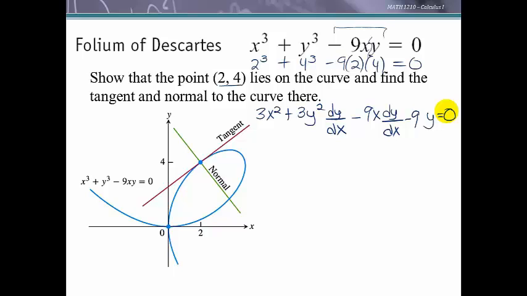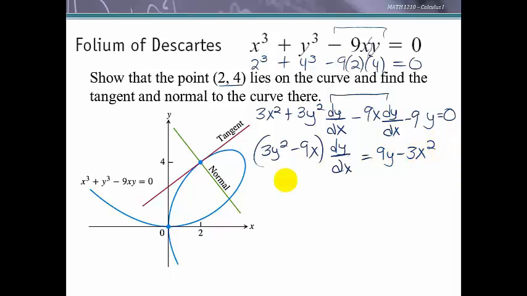Now what I'm trying to do is figure out what this derivative dy/dx is, and I see I have it in two different places, and so I am going to take the two terms that have this derivative and factor the derivative out. So that involved these two terms, factoring out a dy/dx, and I'm going to move the other two terms to the other side. So I have 9y minus 3x squared. Now I can see that dy/dx will equal 9y minus 3x squared, dividing by this, I have 3y squared minus 9x.